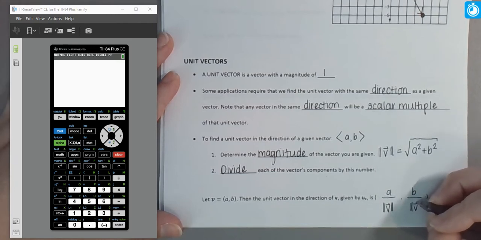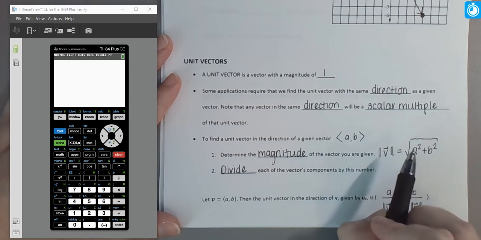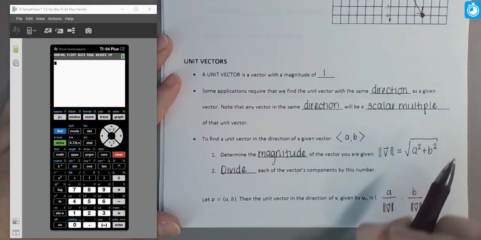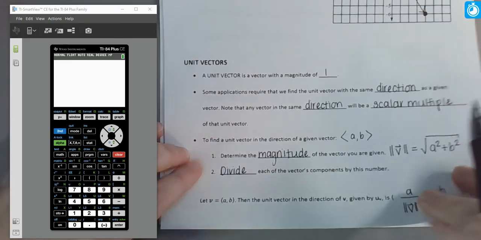So divide each of them by the magnitude of the vector, and the new vector you have has a magnitude of 1. And you can check this by then taking these two coordinates, these two components, plugging them into the magnitude formula, and you can show that you get a magnitude of 1. So let's do an example finding a unit vector.